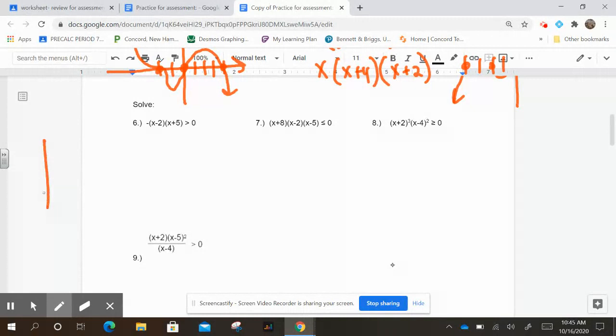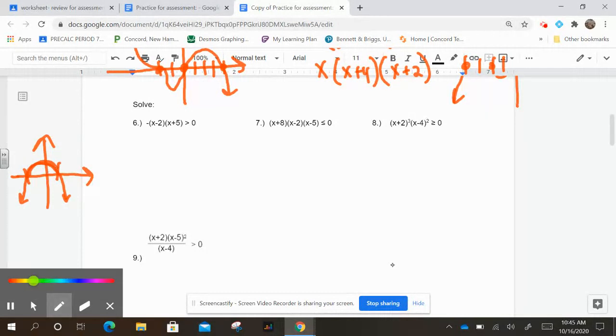So on number 6, that's the same upside down parabola from the one up above, where I'm going through at 2 and -5, and I'm looking for where this thing is bigger than 0. So I'm looking for where it's above, right, because it's bigger than 0. So that is from here to here. That's the part that's up above, right here. So my answer is going to be when x is in between -5 and 2.